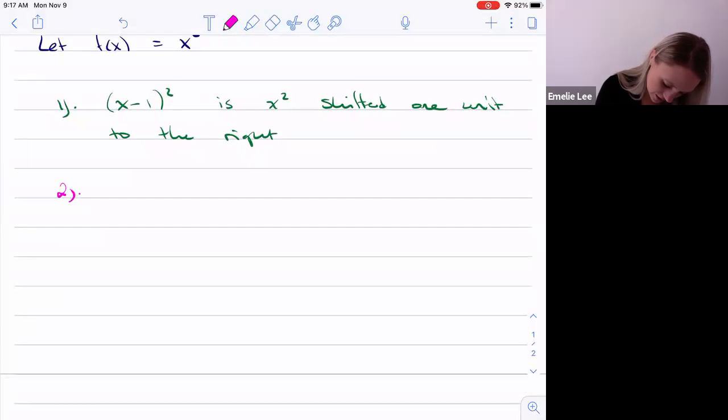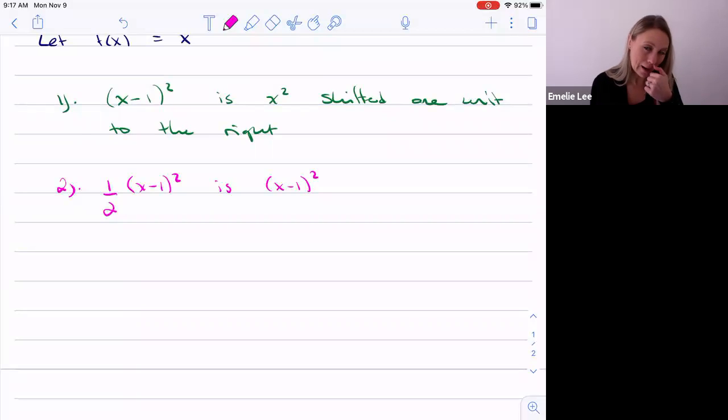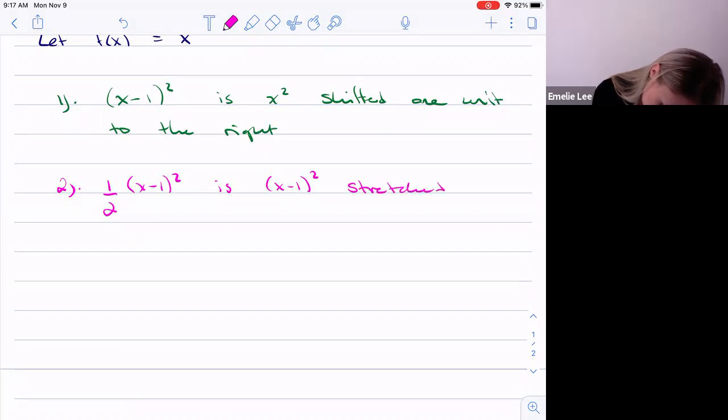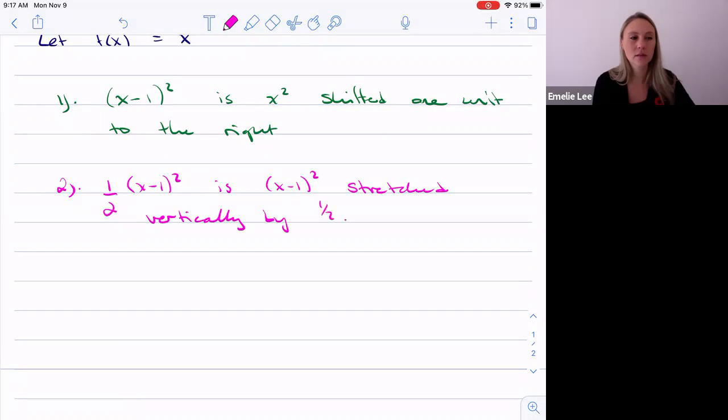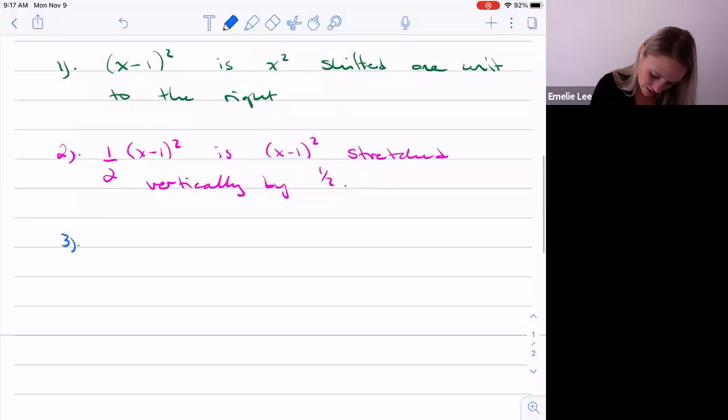So the next thing we have to do is 1/2 times x minus 1 squared is x minus 1 squared shrunk vertically by 1/2. Or in general, stretched vertically, doesn't matter, by 1/2. Again, I'm going to leave a space there to follow some points around.